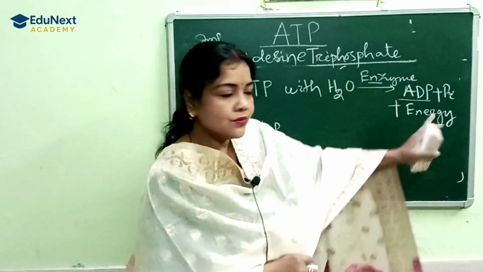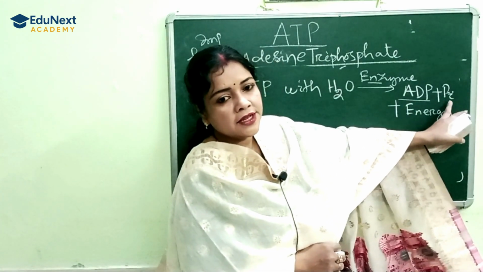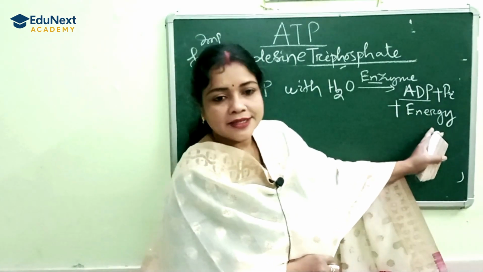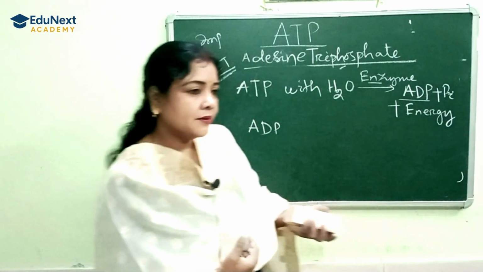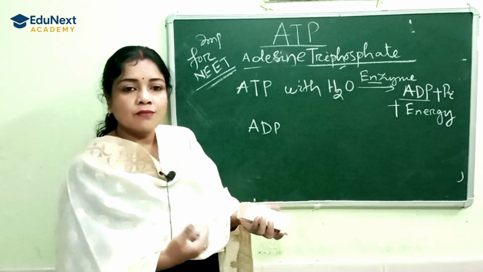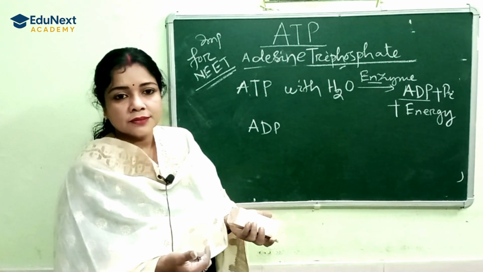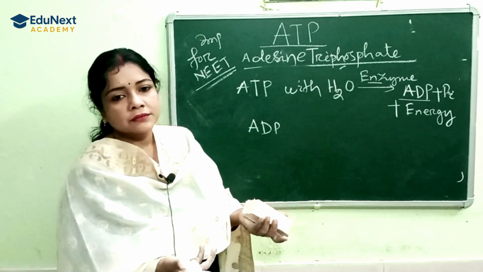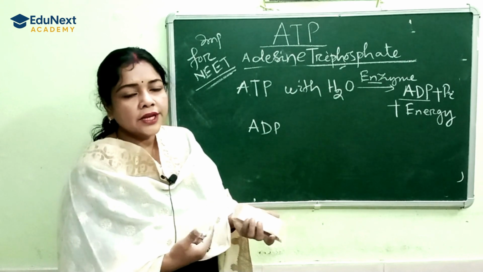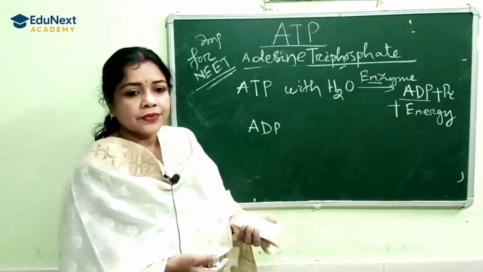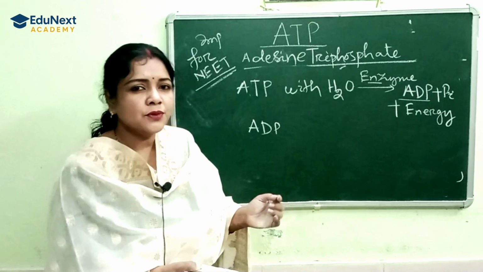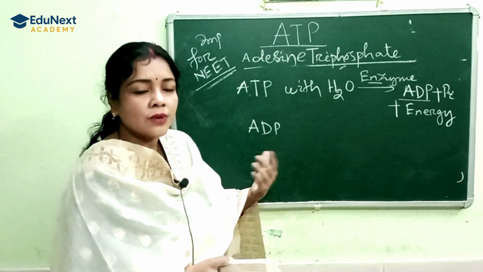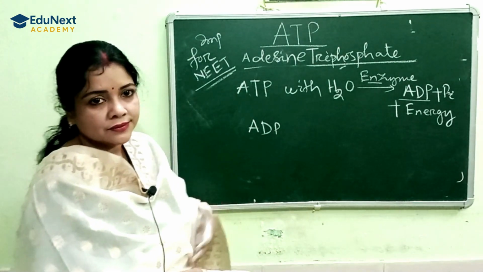Whenever it combines with water in the presence of enzyme, ADP is produced with Pi. Pi means one inorganic phosphate. And energy is released. This energy is utilized by every cell of our body. It gets energy to live. So now you can understand, without ATP, no living cell, no energy for any cell. So let us discuss a few more things about this ATP, how it is reacting and what is produced.